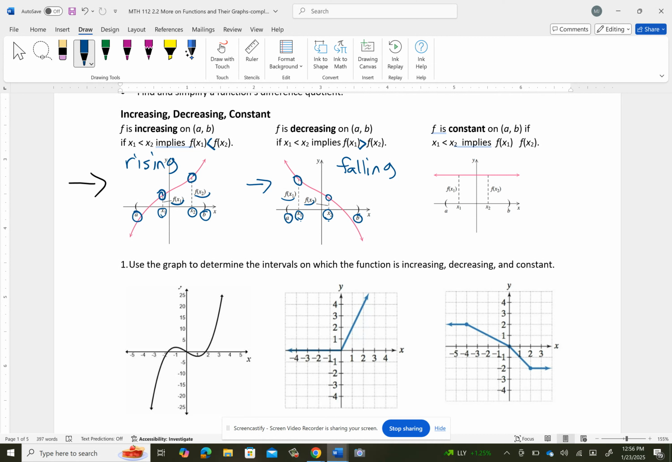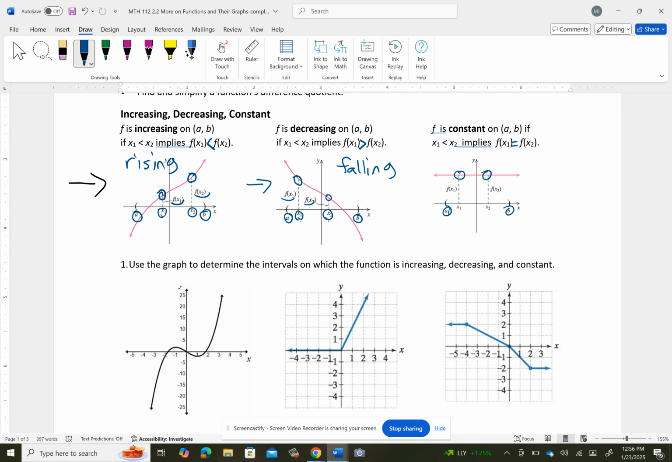We say that a function is constant on some interval from a to b if you look at the x values and the y values wind up being exactly the same. When x1 is to the left of x2, the y values are going to be equal to each other. We say that's constant.